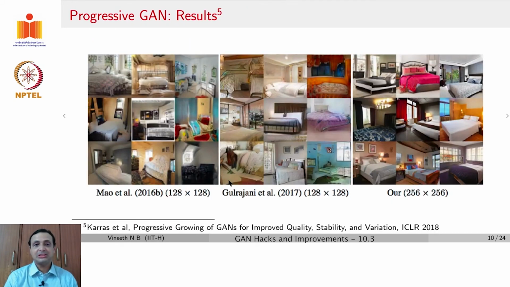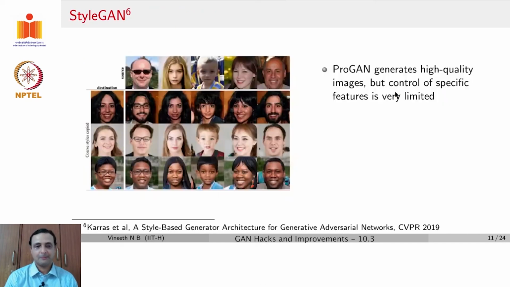With these contributions, progressive GAN reports impressive results. Their results are compared with earlier work such as Mao et al. and Gulrajani et al. And one can see that with the progressive GAN approach, the result is fairly photorealistic and high resolution with more details when compared to earlier methods.